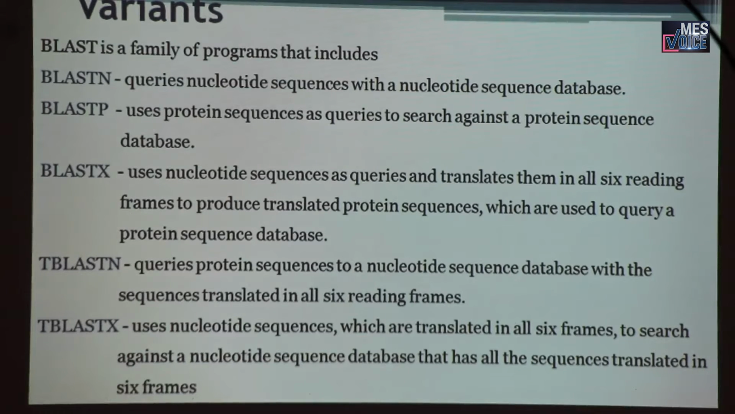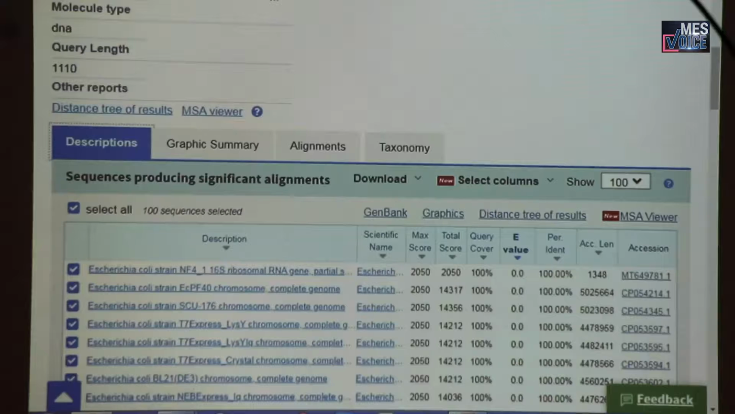It uses nucleotide sequences which are translated in six reading frames to search against nucleotide sequences. These are to identify proteins. If you have a nucleotide sequence, it is queried to identify proteins. So these are the variants of BLAST. They are available on the same website.